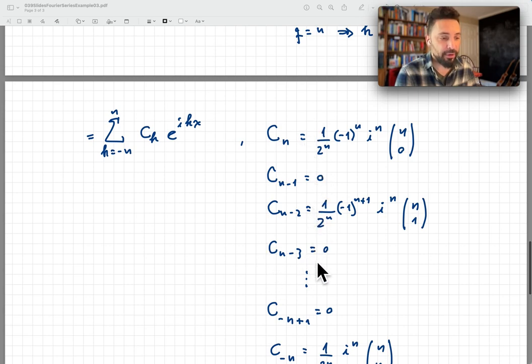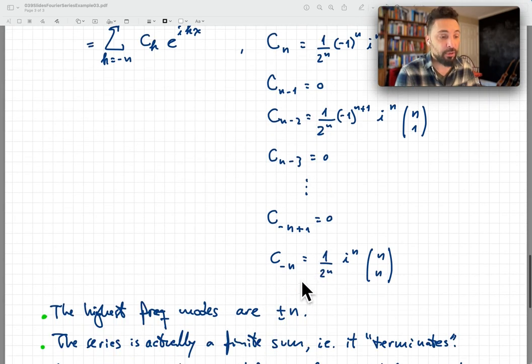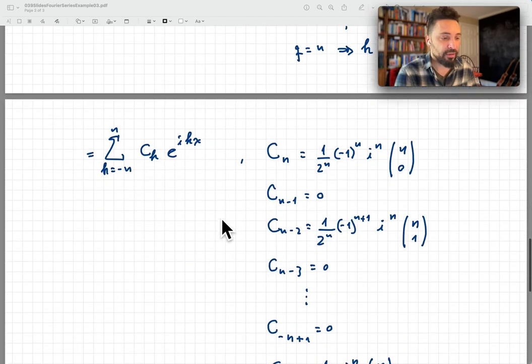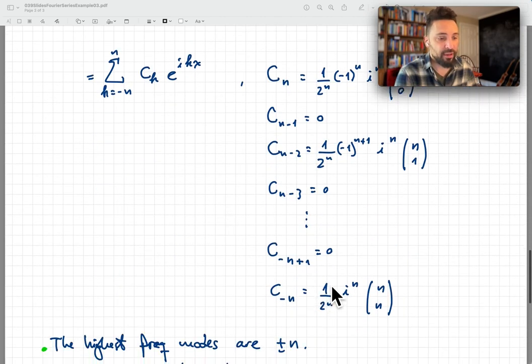So you continue down this pattern until you get to the last value, which corresponds to k equals minus n. Remember that we saw up here that when q equals n, the maximum value of q, then k is minus n. And so in that case, c sub k for k equals minus n is just 1 over 2 to the n, i to the n, and then the combinatorial coefficient n choose n, which is also just 1.